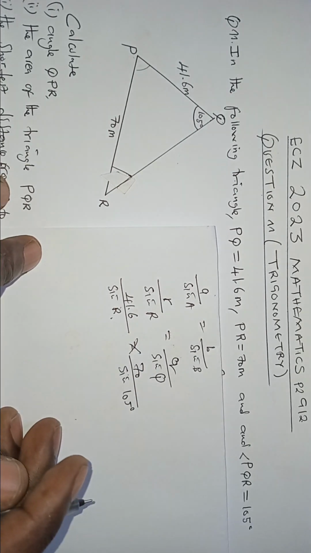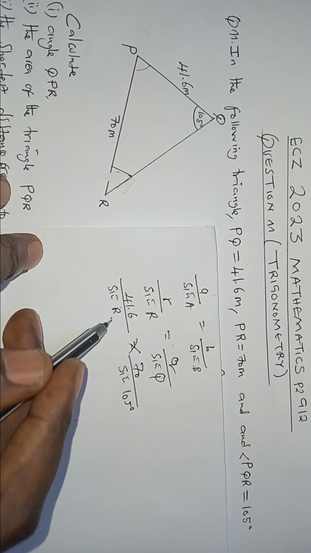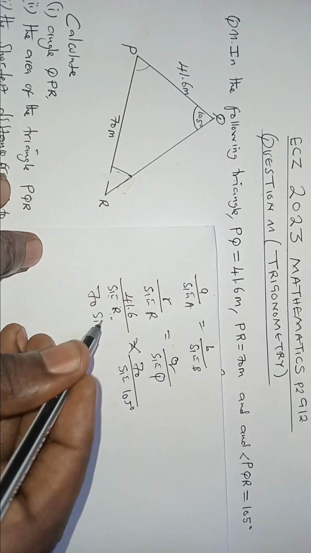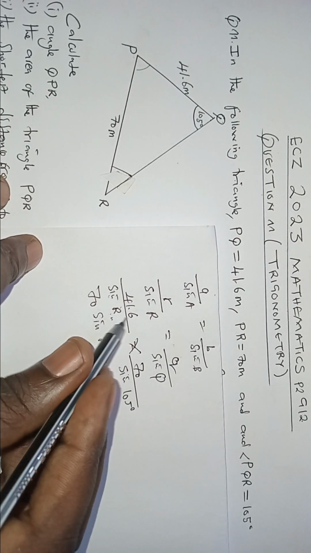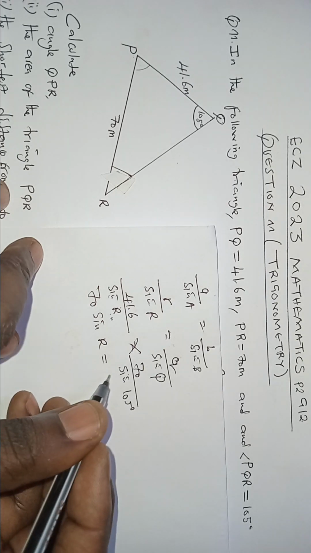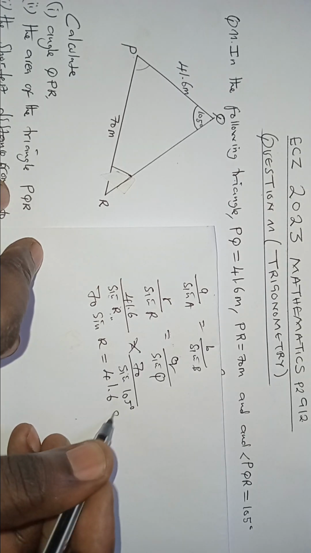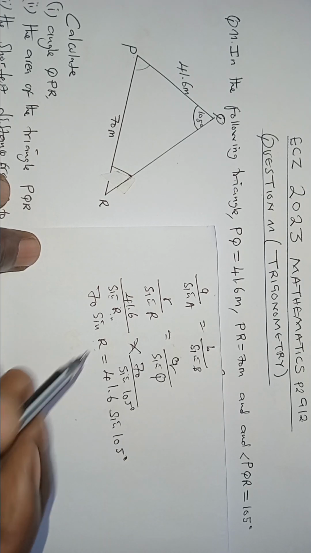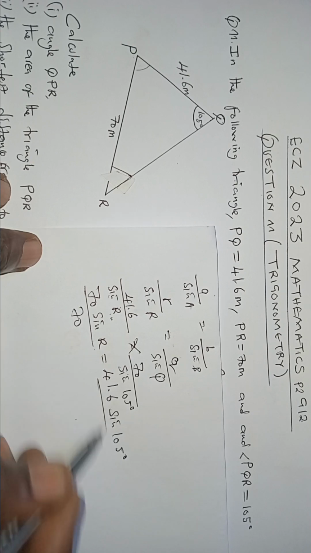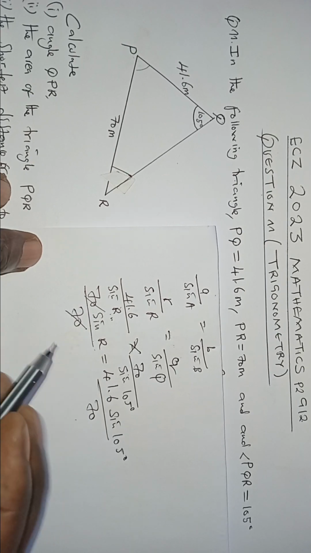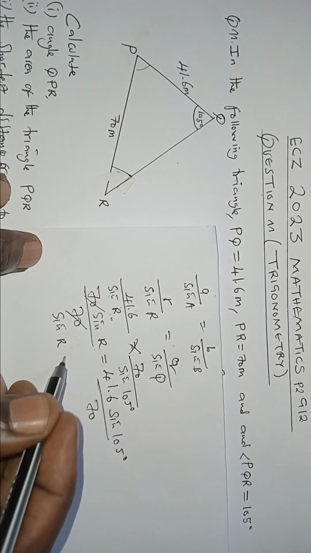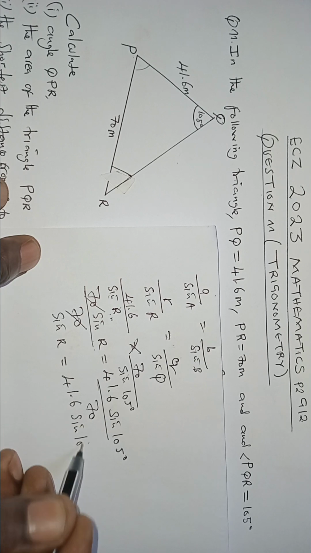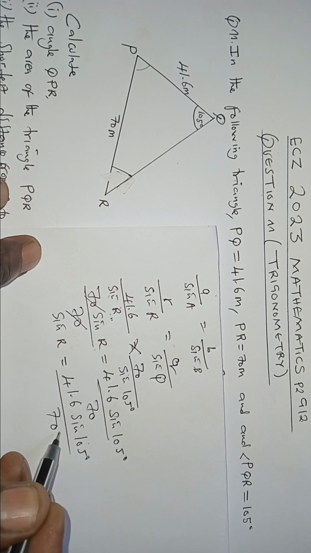We can simply do the cross multiplication. Our interest is to get R, so it will be sine R times 70. We get 70 sine R, which shall be equal to 41.6 by sine 105. We get 41.6 sine 105. Okay, so since we want to get sine R, we can divide on both sides by 70, so that this one and that one goes. We remain with sine R is equal to 41.6 sine 105 degrees, then we divide by 70.